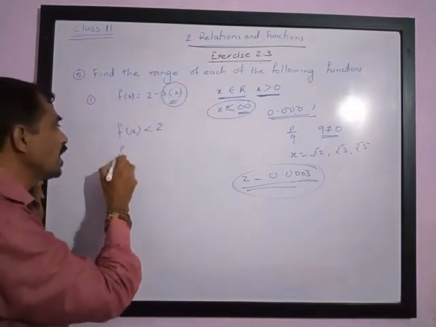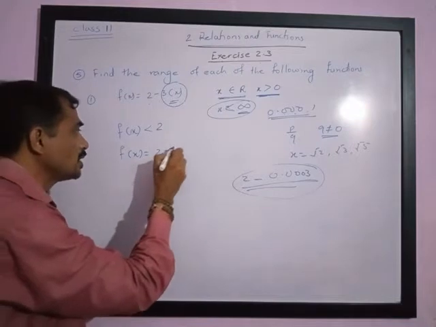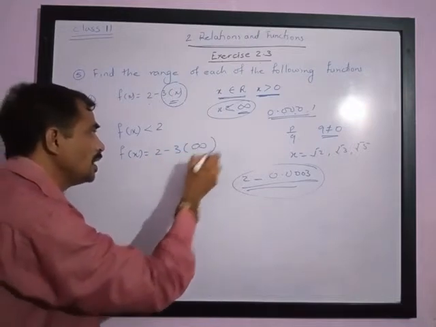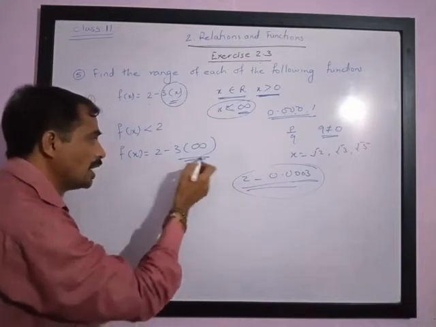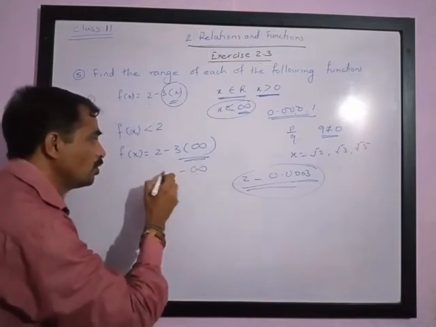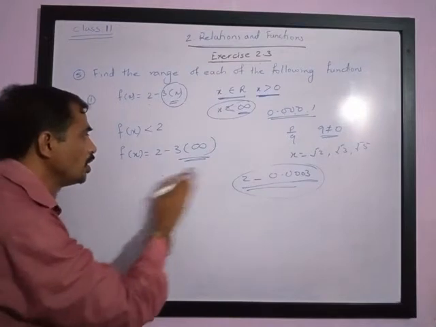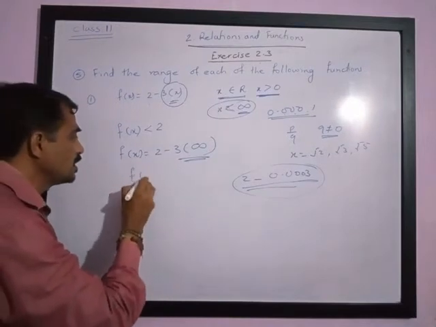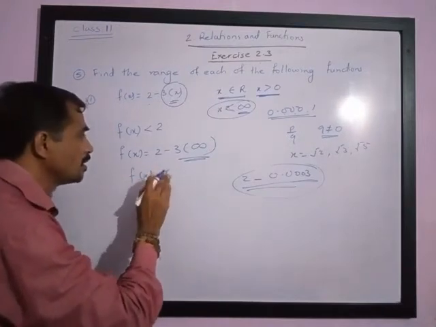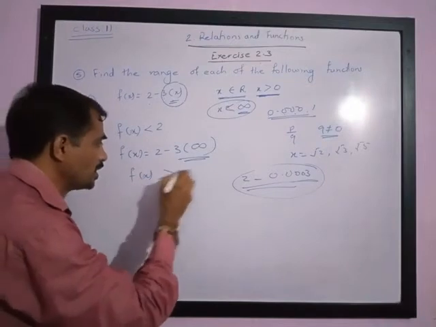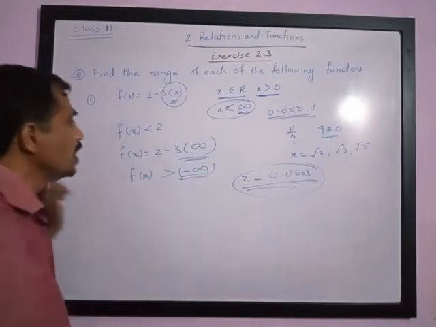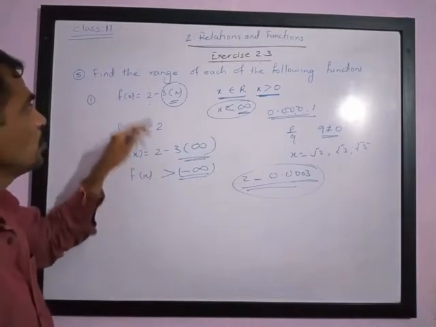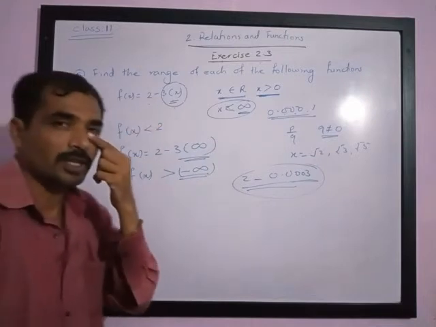We will get f of x is equal to 2 minus 3 into infinity. It means 3 into infinity will again become infinity, a very large number. 2 minus this, we will get a negative. Even if 2 is subtracted from infinity, you will get f of x is surely greater than negative infinity. Now from these two values we can find the minimum and maximum limit of f of x.